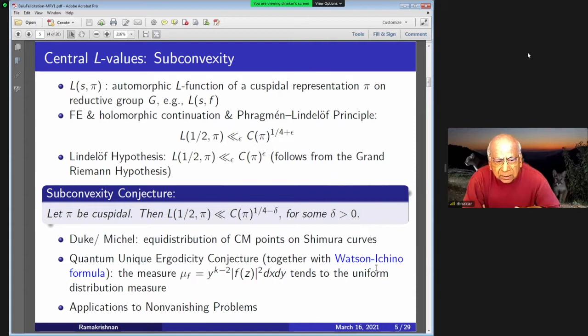And of course, it has a lot of applications, like the work of Duke and then Philippe Michel on the equidistribution of CM points on Shimura curves, and also for QUE, and then together with the Watson formula, it tells you that the measure tends to the uniform distribution measure. Another application is sometimes to non-vanishing problems. But I should say that subconvexity by itself doesn't always imply non-vanishing, because to prove non-vanishing, you need some lower bounds.